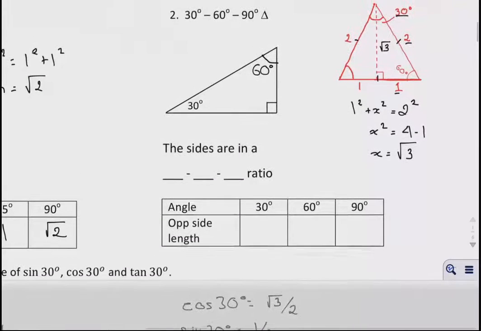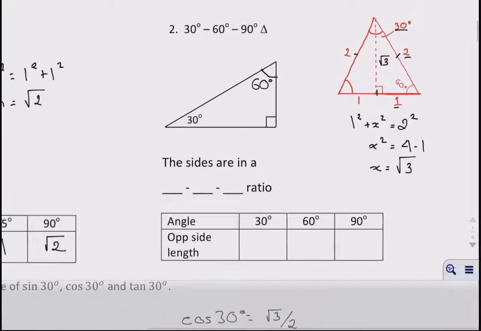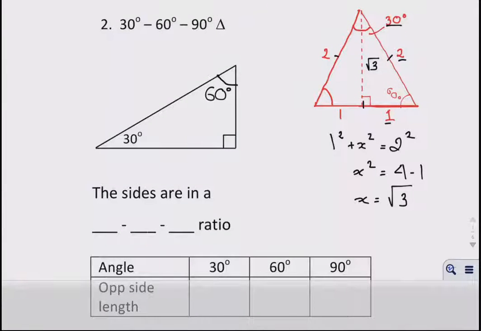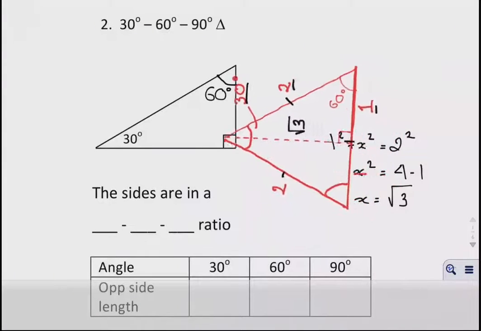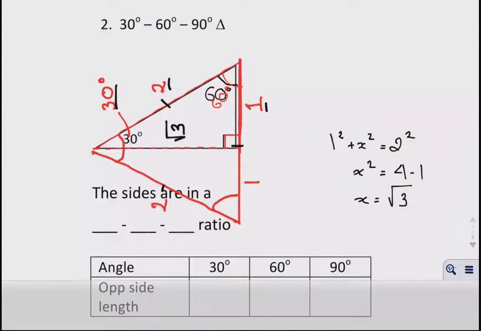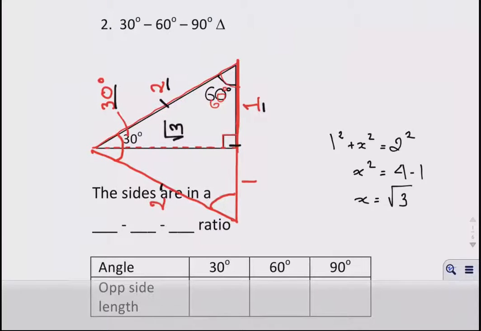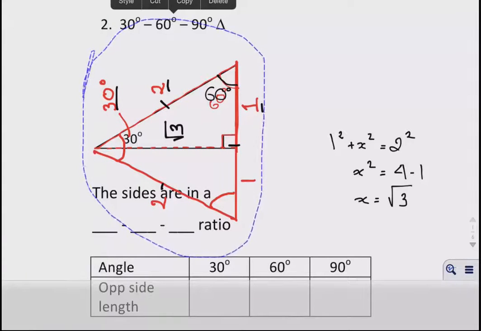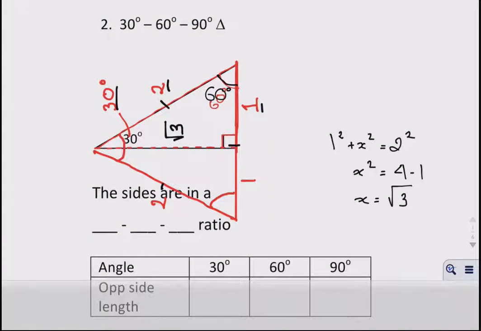And here's the thing. Let me show you something really neat right now. I'm going to take this triangle. I'm going to cut it out here. I'm going to tilt it and superimpose it on the triangle I have right there. Okay? Let's just put that down. What do you notice here?